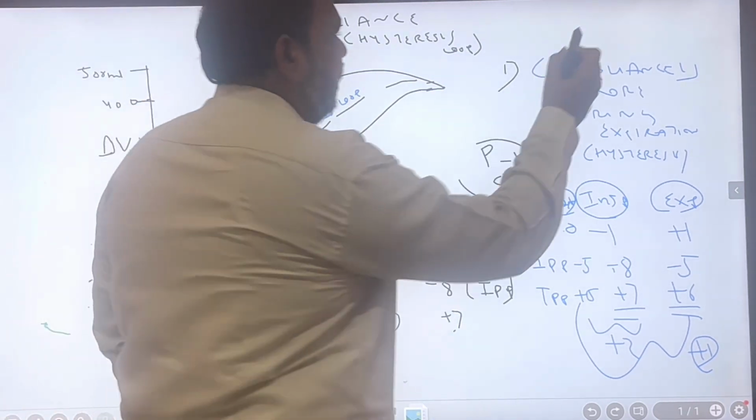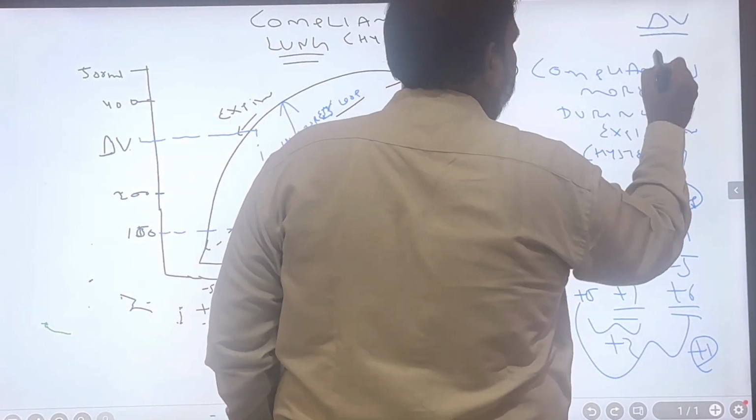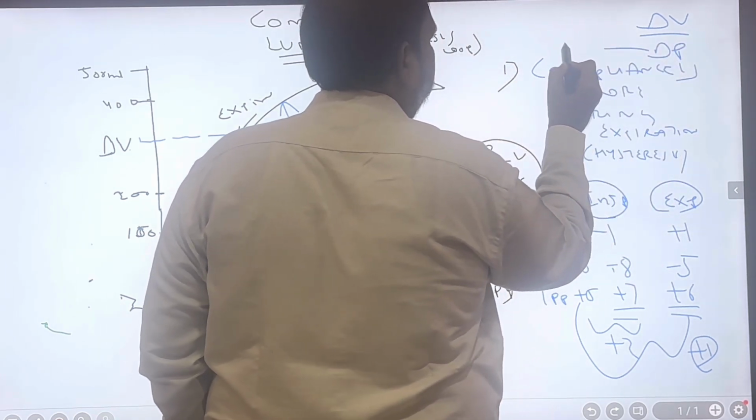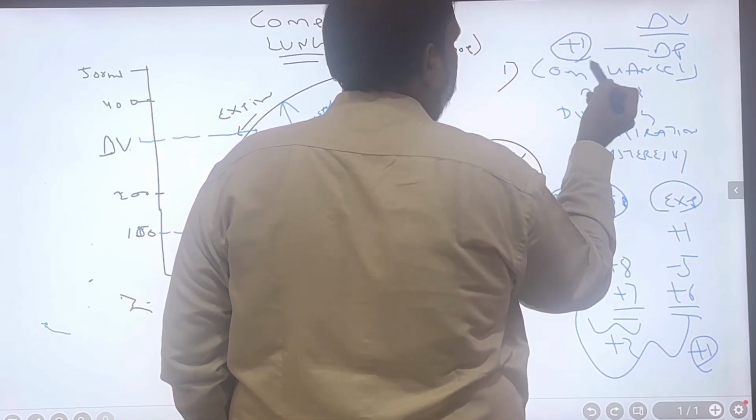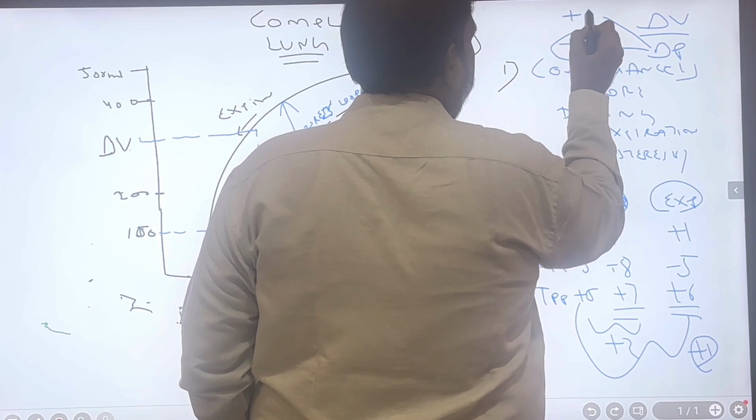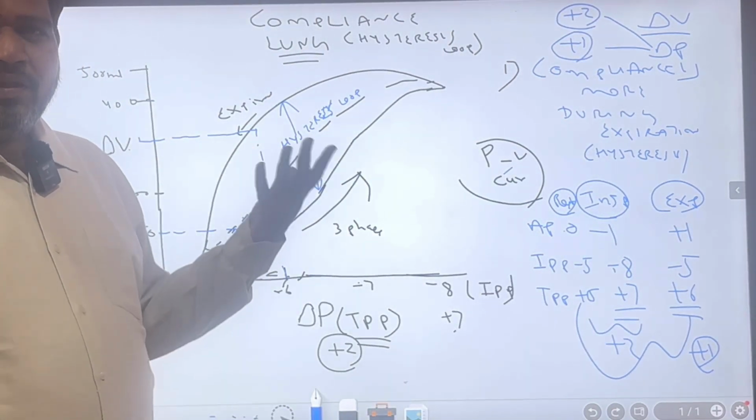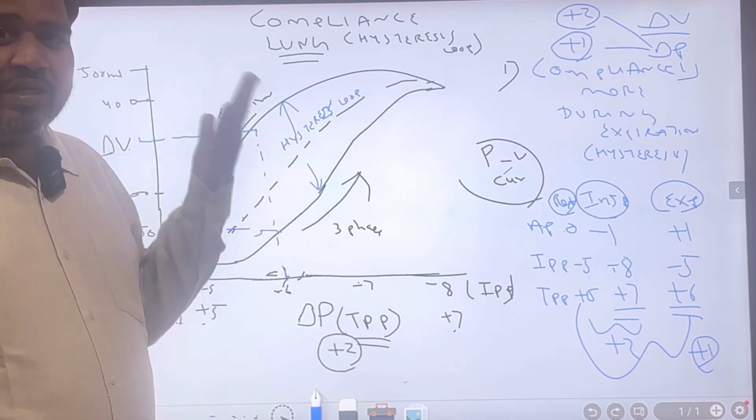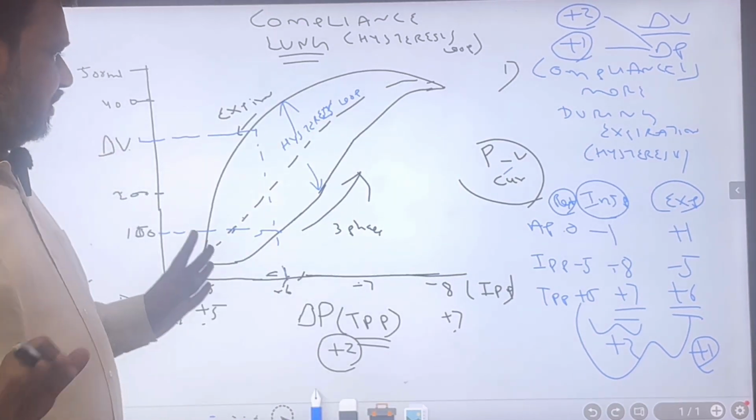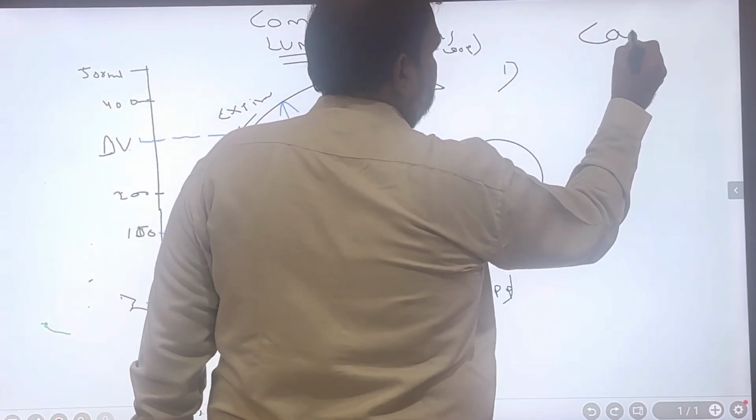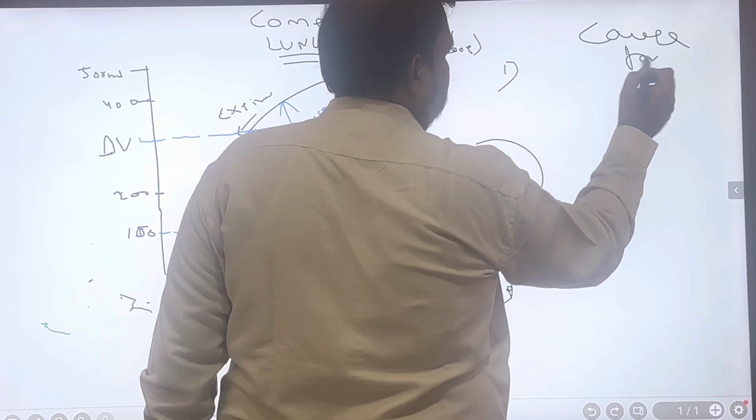What is the compliance formula? Del V by del P. So del P is +1 for expiration, del P is +2 for inspiration. So compliance is more during expiration. Very, very simple. Now the cause for this hysteresis.